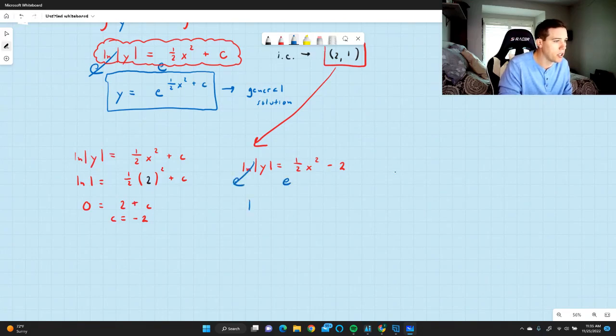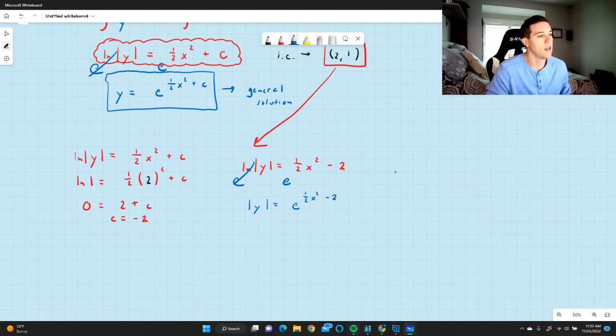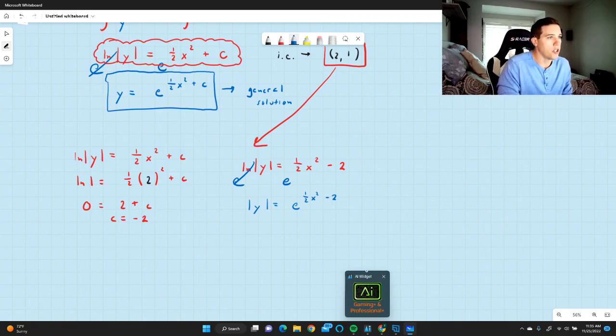And I'm actually going to leave the absolute value of y here for a second. And you have e to the 1/2 x squared minus 2. Looking at the initial condition, plug in the initial condition. So if you plug in 2, you get e to the 0, which is positive 1. So we don't need the absolute value because we're just going to get a positive value. So we want it to be y equals positive because we're resulting in a positive output.